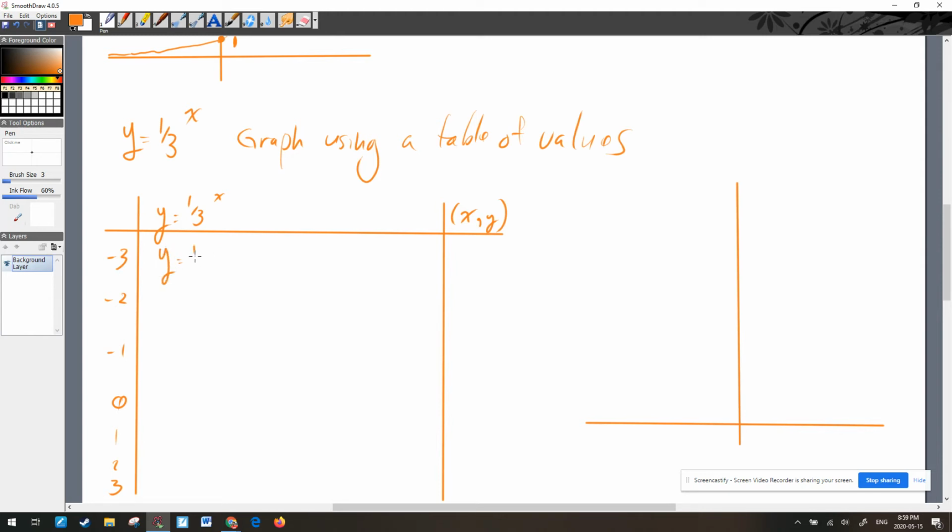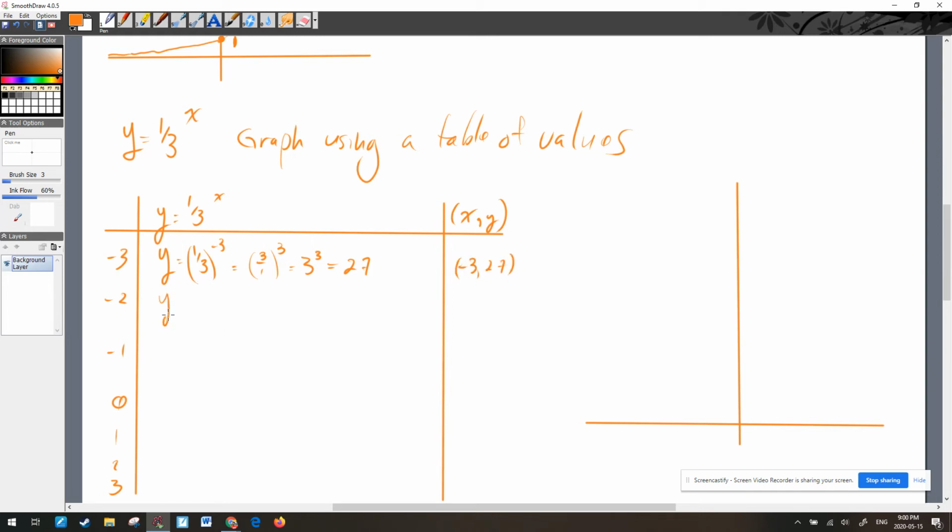So we're going to have y equals 1/3 to the -3. Well, the negative is going to cause this to flip. So this becomes 3/1 to the +3. Well, any number divided by 1 is just itself. So this is really just 3 cubed. 3 times 3 times 3 is not 9, it is 27. So this is going to be the ordered pair, -3 and 27.